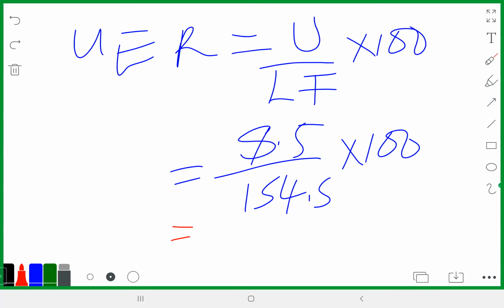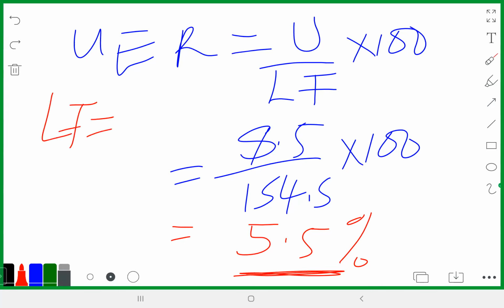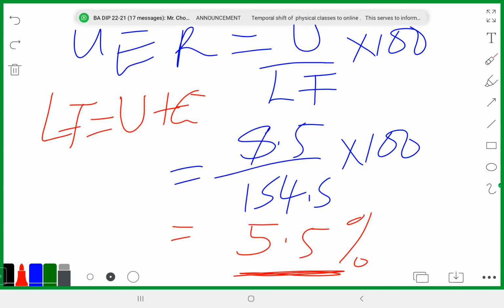People are not multiplying. It's around 5.5%, isn't it? Around 5.5%. That is our unemployment rate. Any question? So just understand the formula properly: the unemployment rate is the number of unemployed divided by the total labor force, whereas the labor force is the sum of the unemployed people plus the employed people. Is there any question? There are no questions.